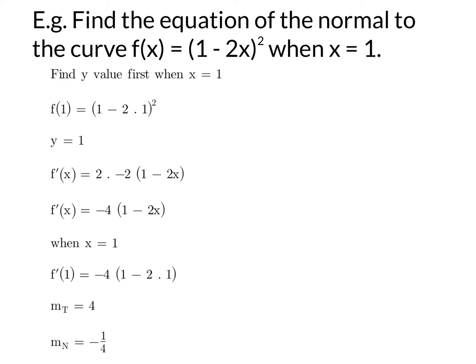Next, we've got to find the gradient of the tangent. So we differentiate, f dash of x is 2 lots of minus 2, bracket 1 minus 2x, we lower the power by 1. So giving us minus 4 outside of (1 minus 2x). And then we sub in x equals 1 to find the gradient of the tangent. So by substituting 1 in, we get minus 4 outside of (1 minus 2 times 1). So we get a gradient of the tangent is 4. Giving us the gradient of the normal being the negative reciprocal, minus a quarter.